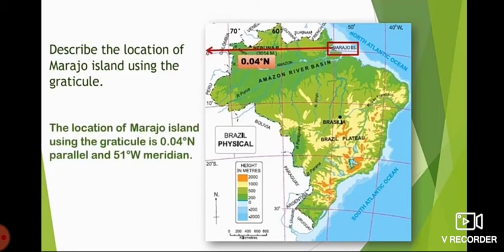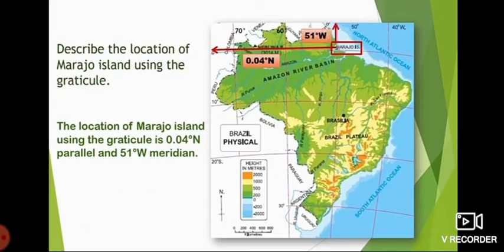And now latitudinal we have seen. We will see longitudinal, that is the vertical line. It is little after 50 degree west. So we will consider the longitudinal extent as 51 degree west. So the answer is, the location of Marajo Island using the graticule is 0.04 degree north parallel and 51 degree west meridian.